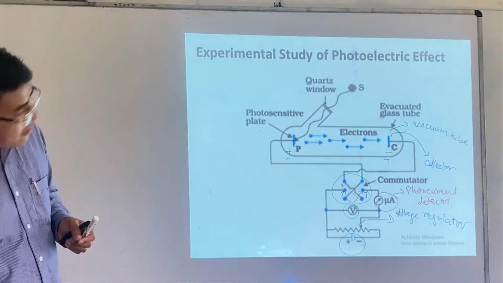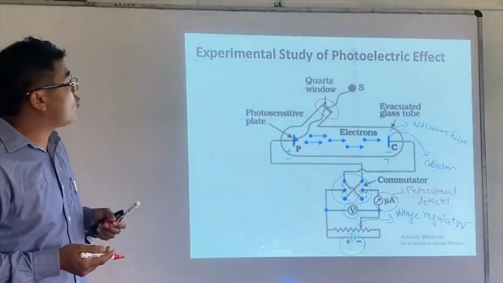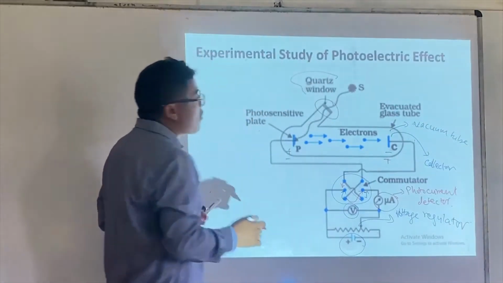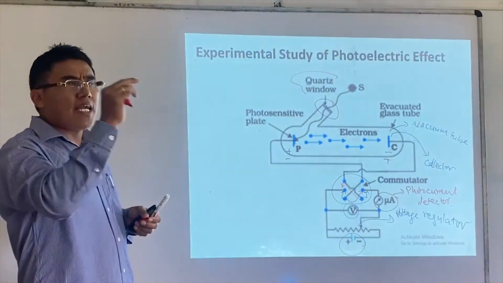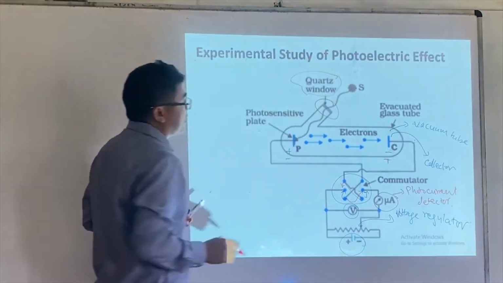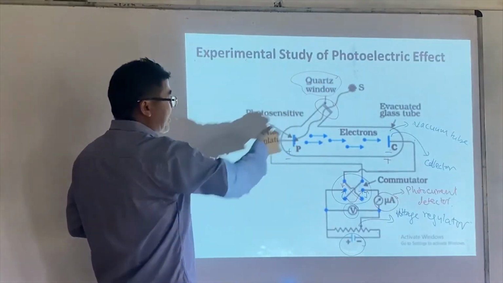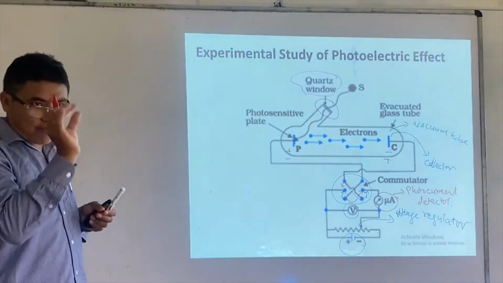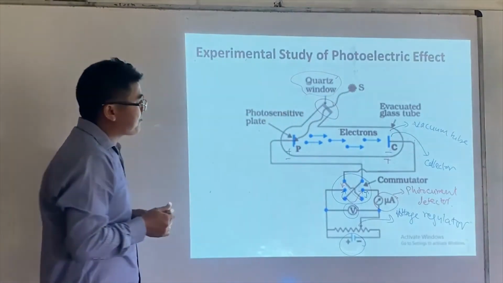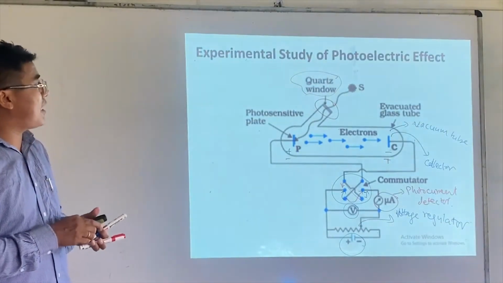Then, very important, I have a quartz window. Why do we use a special quartz window? This window allows only a specific frequency to pass through it. Normally it allows UV radiation to pass through and fall on the plate P. That means this gives selectivity. This will allow only UV radiation to pass through it. So this is what we have for the experimental setup.